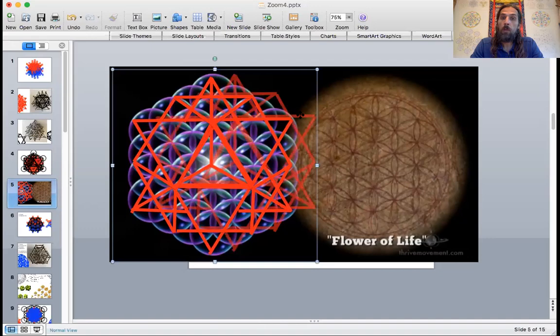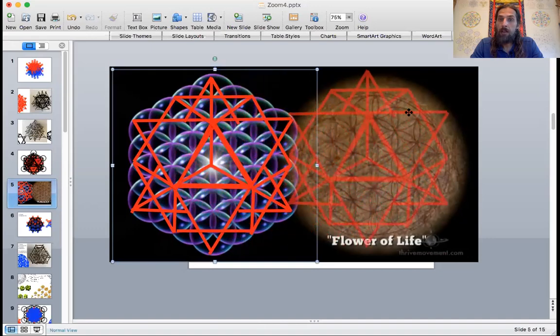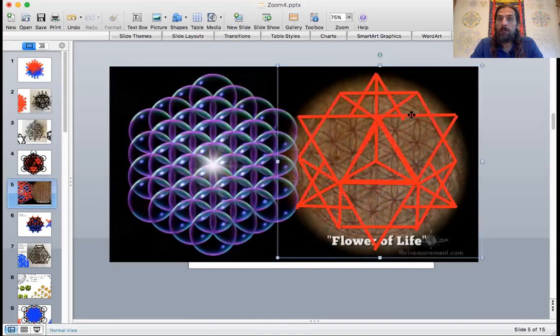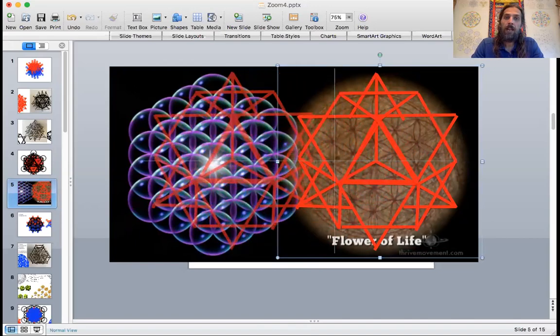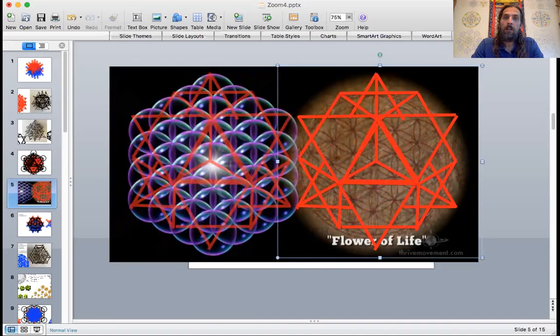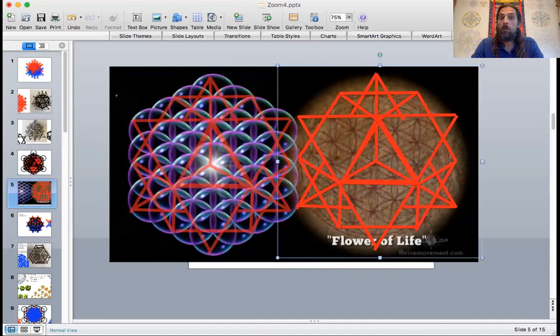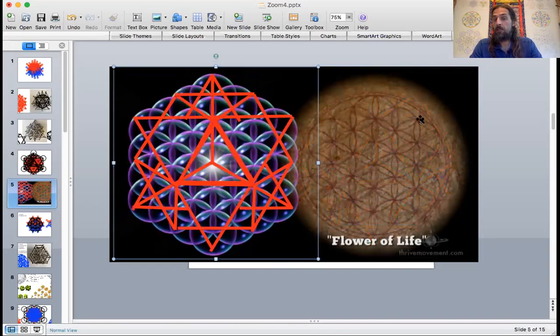So when we take this image and bring it back over to here and line it up, you'll see that the top point of this goes beyond that. And the flower of life is contained within this design. So I wanted to find out specifically where the flower of life is without it going beyond the confines of this design here.